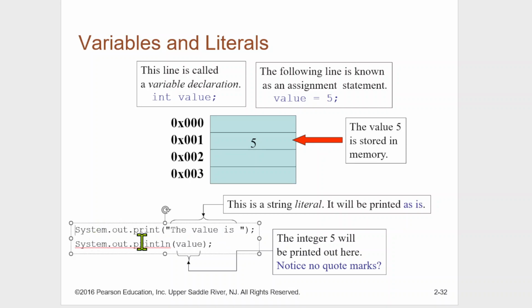So this one's now System.out.println(value). This is going to print the value. Notice there's no quotation marks. If you actually put the value in quotation marks, it's just going to print the word value. It's not going to print the value of your variable. So the output of this should just be "The value is 5." That's what should come out when you run it.